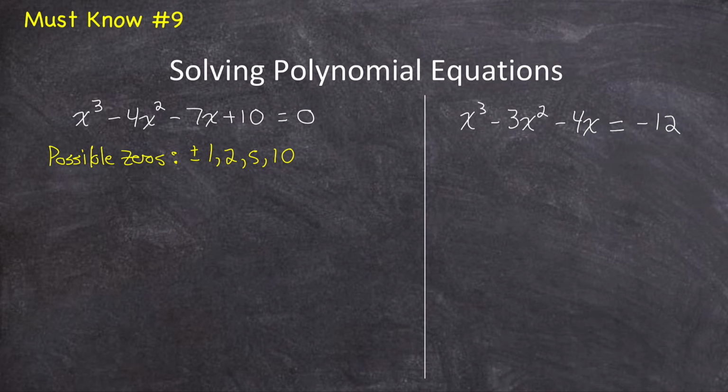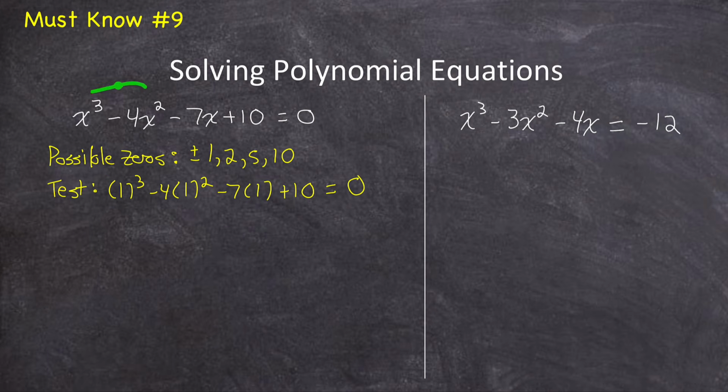I just have to find one of them that works. So we just test until we find one that makes the polynomial be 0. The first test, I'll test 1 in the equation. So I'll replace all the x's with 1. And if I evaluate this, it actually does equal 0.